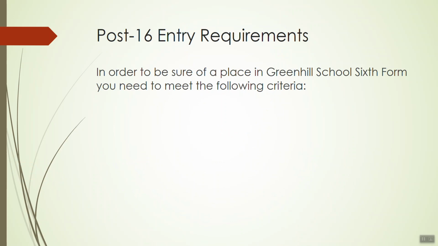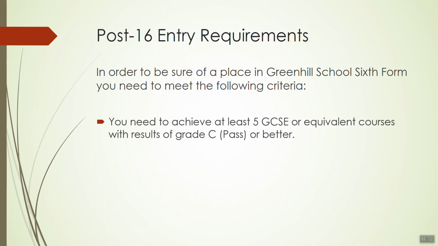So in order to make sure that you're able to join the sixth form, the first sort of hurdle that you need to get over is that you need, come August with your results, to achieve at least 5 GCSE or equivalent courses with grades of C, or if it's a vocational course, a pass or better. Those are known as level 2 passes.